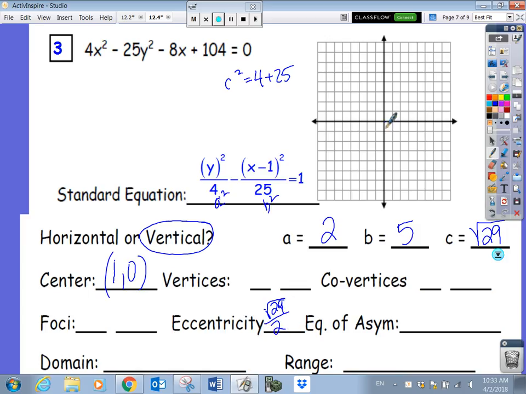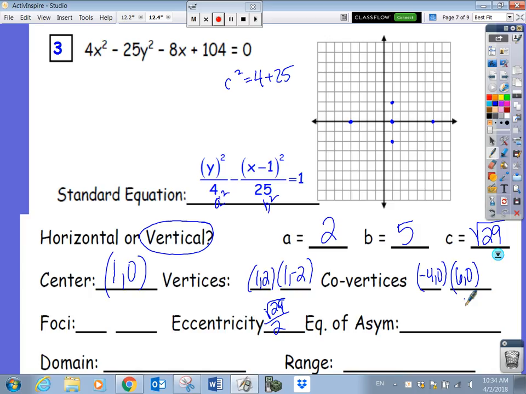And then if we go ahead and plot this, 1, 0. So we're going to move a on the y-axis. Y moves up and down, so I'm going to move up 2 and down 2. Those are going to be my vertices, which is going to be 1, 2, and 1, negative 2. You could do 1, comma, plus or minus 2. It would work since we're at 0. The co-vertices, we're going to move left and right 5. So that's going to be negative 4, 0, and 6, 0.